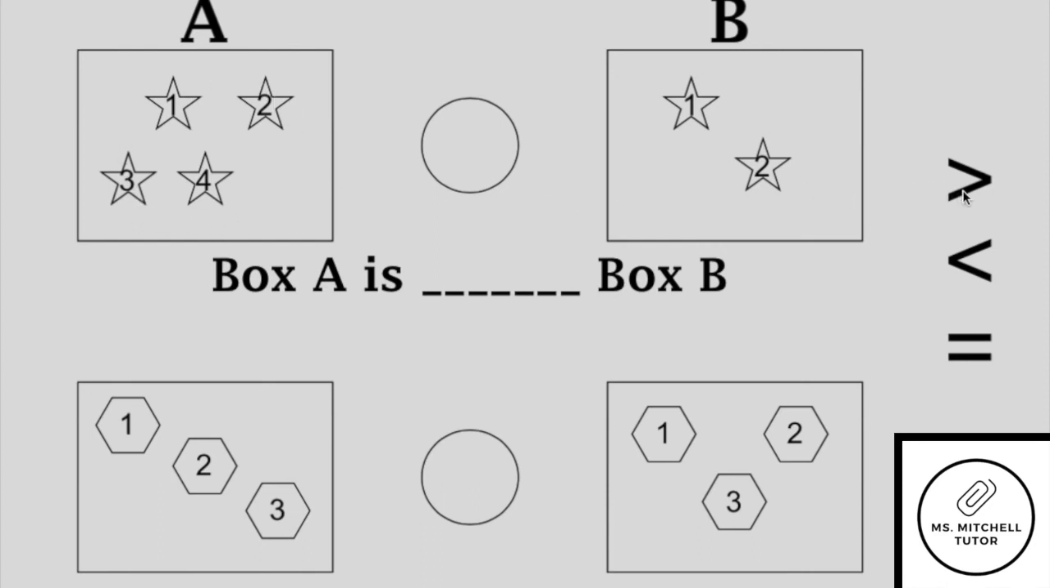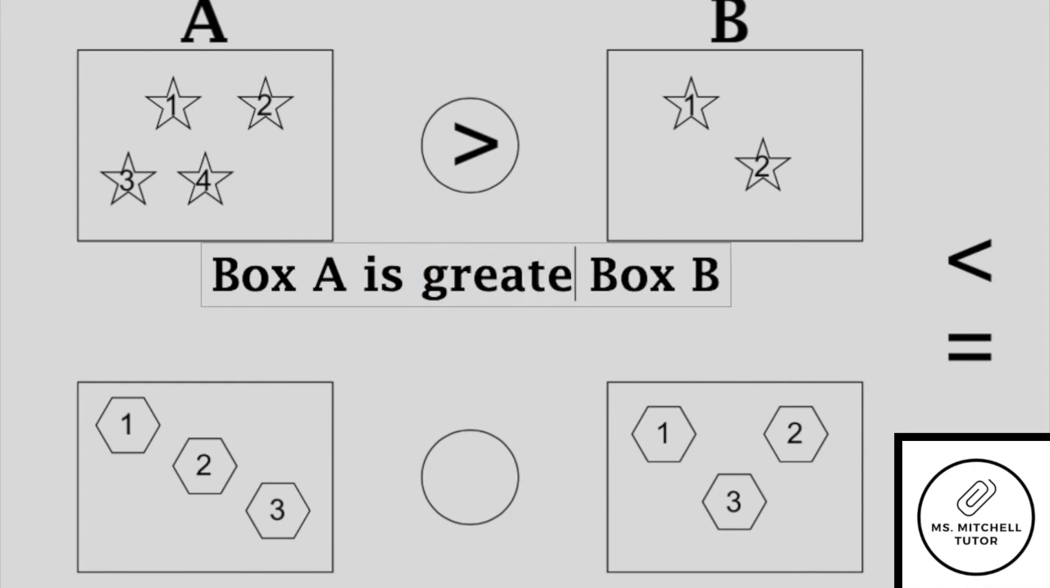I know that 4 is a greater amount than 2, so I'll use the greater than symbol to show this relationship. Notice how the alligator mouth is ready to eat the greater amount. In my full sentence, I will write box A is greater than box B.